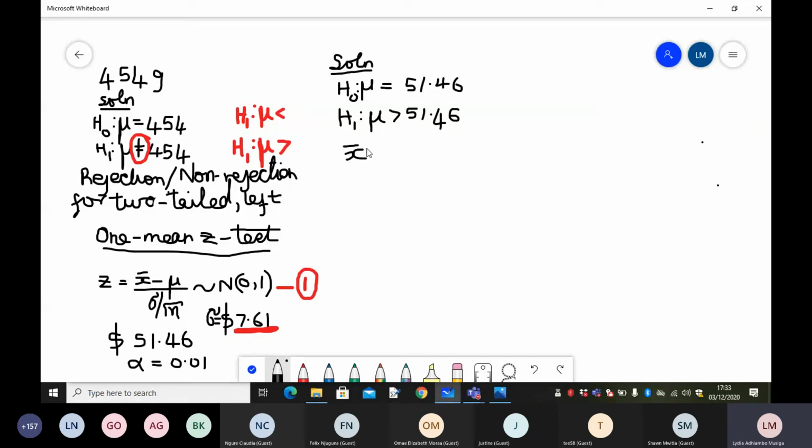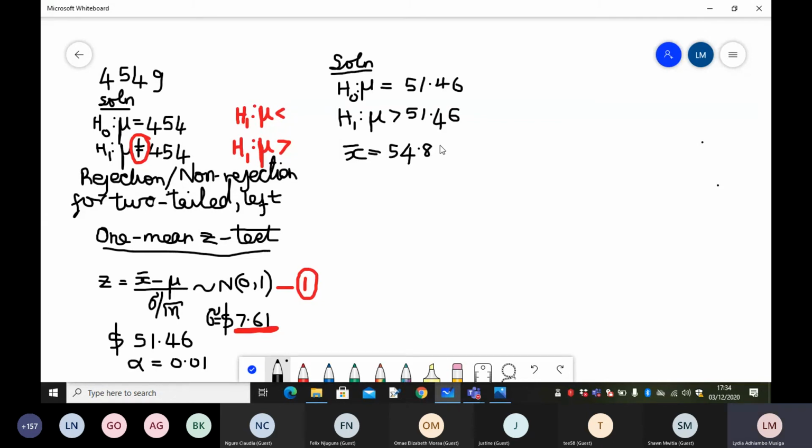What is x bar equal to? To get x bar, we just add everything and divide by 40. So x bar is 54.89.